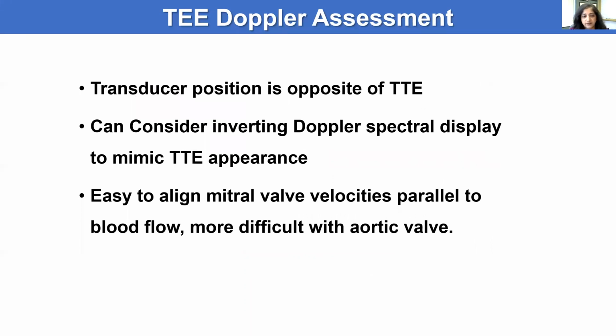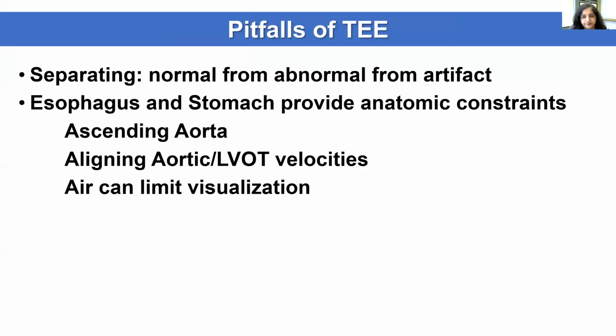TE Doppler assessment, just things to remember: the transducer is opposite of transthoracic echo, so it's not anterior on the chest wall, but it's in the esophagus. So everything is reversed. You can consider inverting the Doppler spectral display to basically mimic a transthoracic appearance. And it's very easy to align the mitral valve velocities parallel to blood flow, but it's more difficult to do with the aortic valve and other structures.